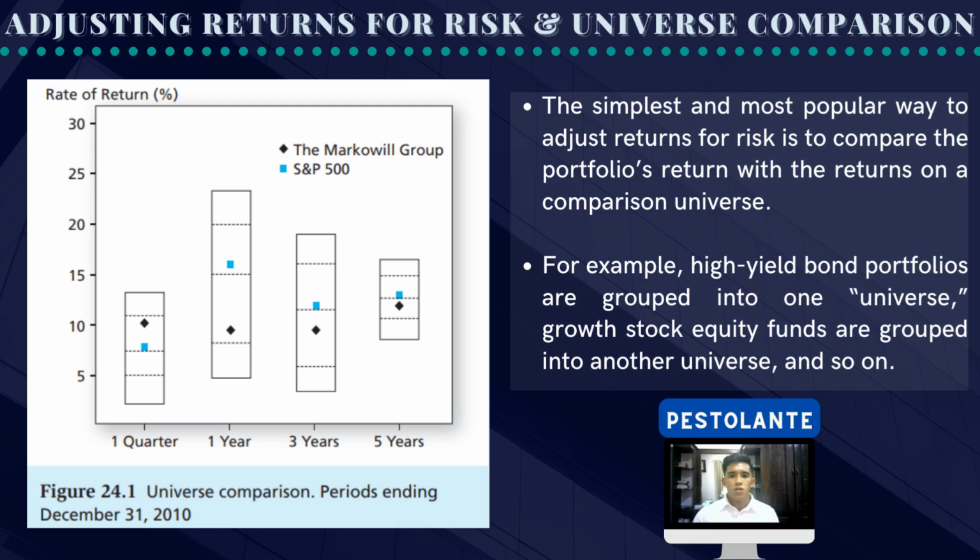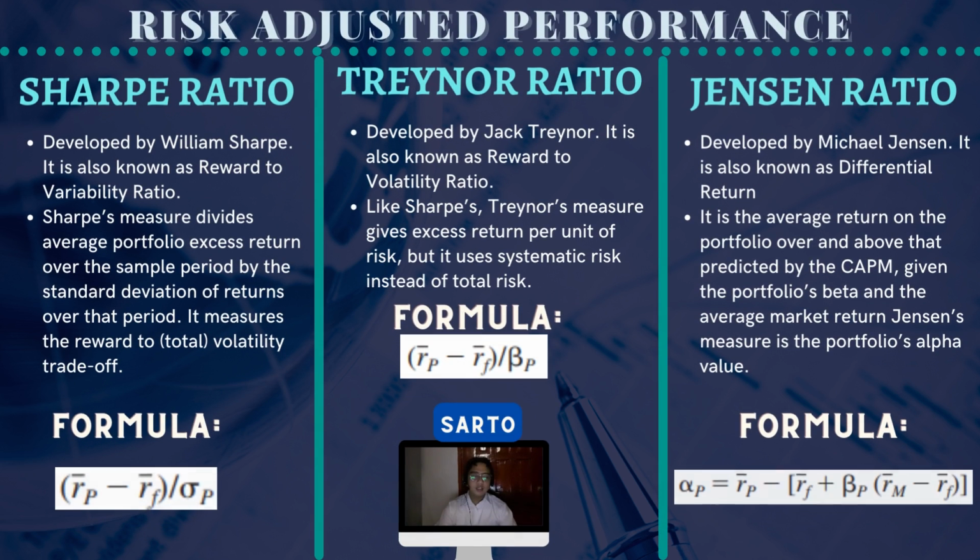Figure 24.1 summarizes the performance of the following periods: first quarter, first year, 3 years, and 5 years. The top and bottom lines of each box represent the 95th and 5th percentile managers respectively. The 3 dashed lines represent the rates of return of the 75th, 50th, and 25th percentile managers. The diamond is drawn at the average return of a particular fund, while the square is drawn at the return of a benchmark index.